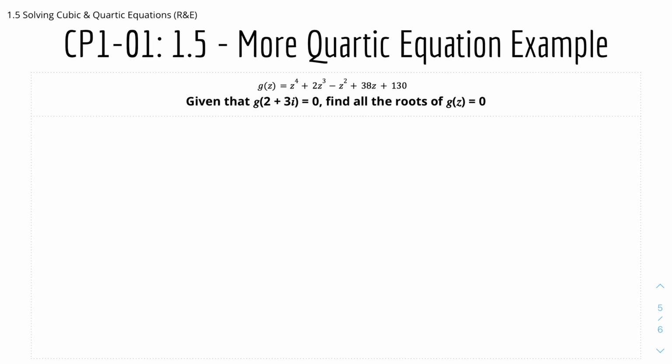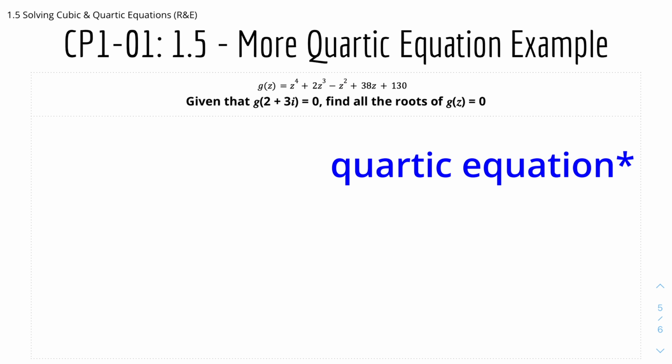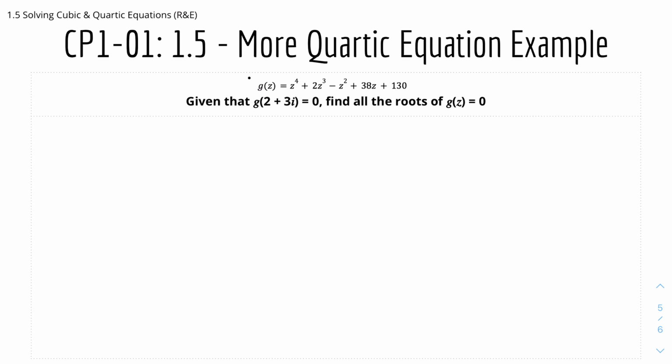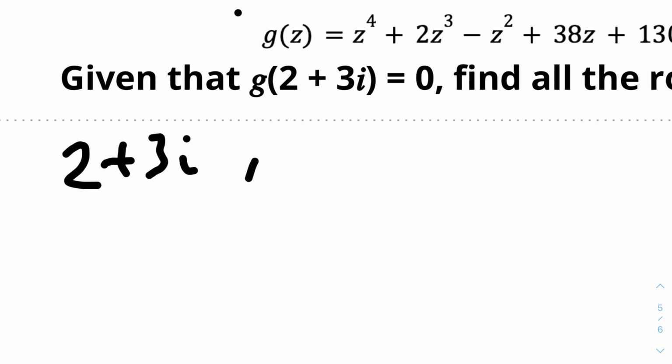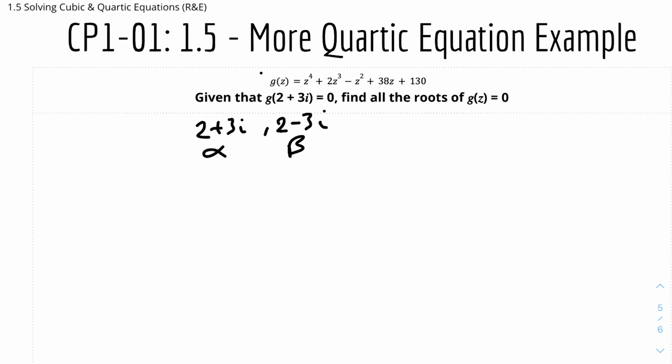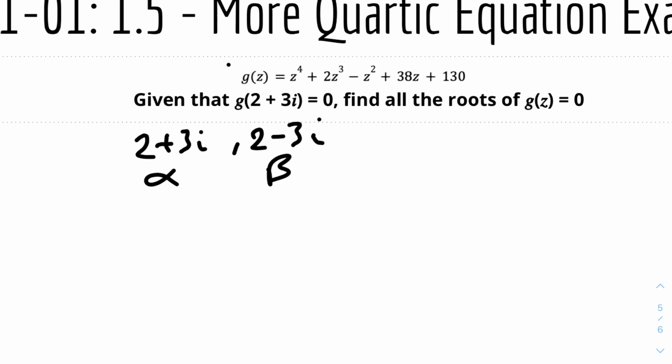And here's an example for a quadratic equation. So we have this equation right here. Given that g of 2 plus 3i equals 0, find all the roots of g of z equals 0. So we know that 2 plus 3i is a root. That means the complex conjugate, which is 2 minus 3i, must also be a root. And let's just set them as alpha and beta. That means you can find the quadratic equation with this, right?